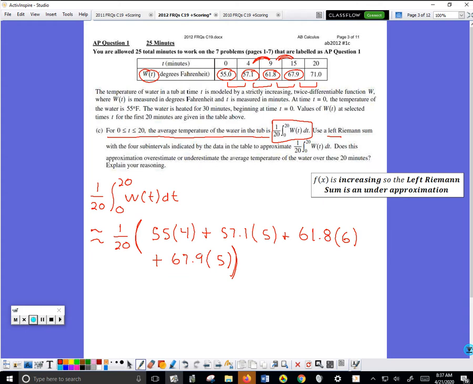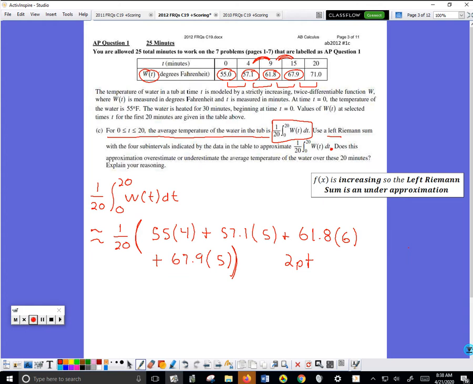That's it. I don't need to work that out. So I've done the left Riemann sum. I'm right here. So I've done that. That will give me 2 points right there for having what you see in red on the board. If you, for some reason, forgot the 1 over 20, they'll give you 1 of the 2 points.